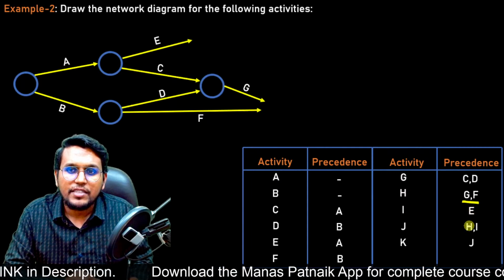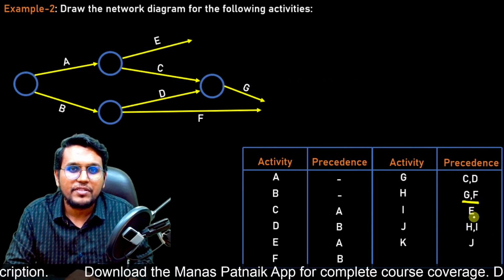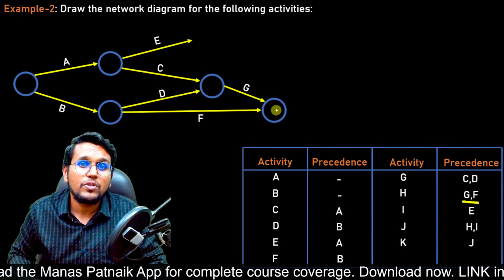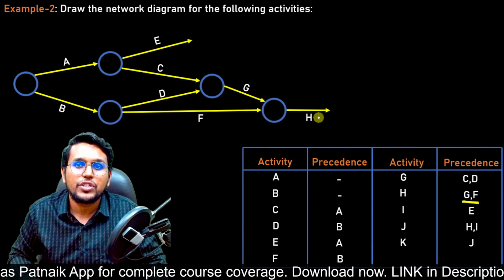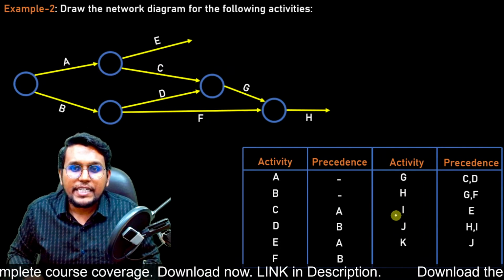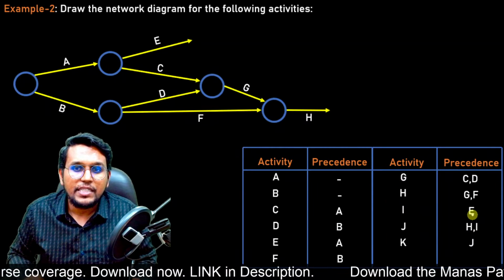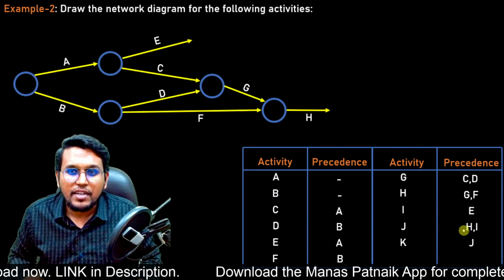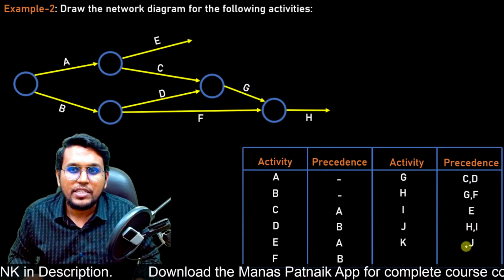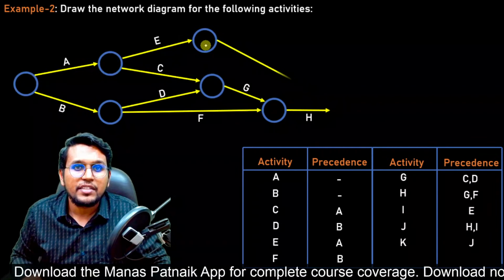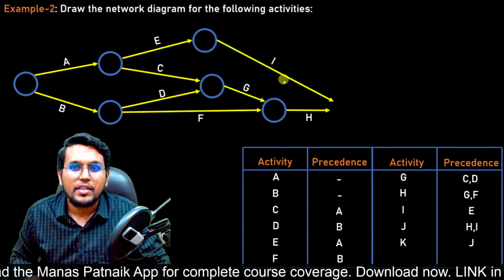As I see there is no G and F further in this precedence, so I'll converge G and F activity to a single node and I can start activity H. Very nice and easy. Let's move ahead. Activity I depends on activity E. So we need to see whether any E's are there further. No more E in the precedence. So we can end activity E here and we can start activity I.